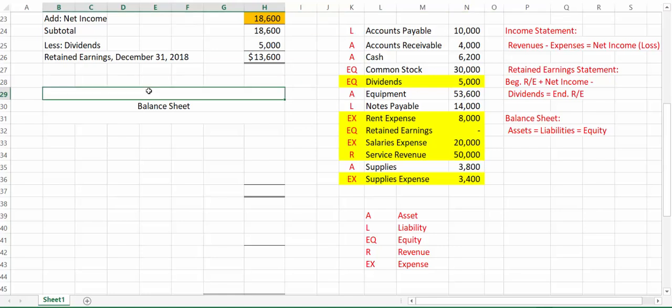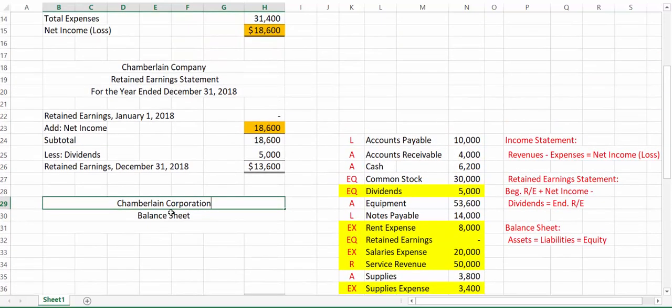Now our balance sheet, again, we're going to have Chamberlain Company, I'm sorry.